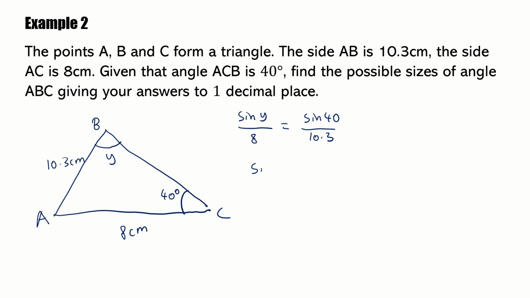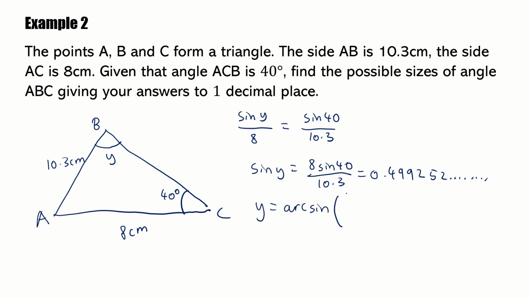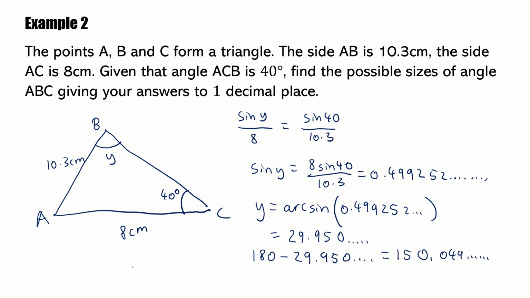So we can do some rearranging to find that sine of Y is equal to 8 sine 40 degrees over 10.3, which comes to 0.499252, and then some more decimal places. I've truncated it there. But then we know our first solution, which we know for sure will always work, by doing arcsine of that number. And that will get you an answer of 29.950, etc., etc. So what does this tell us?